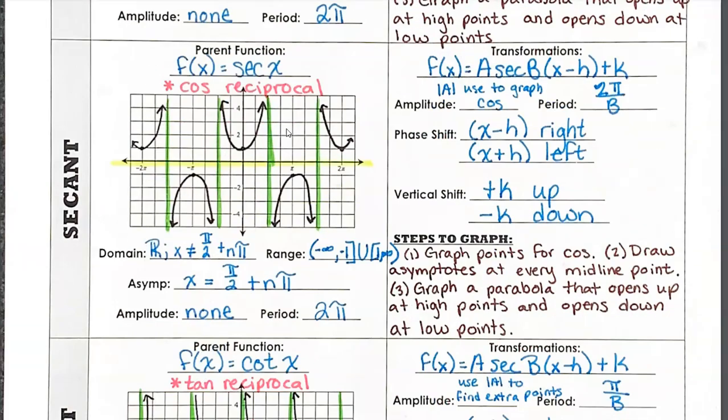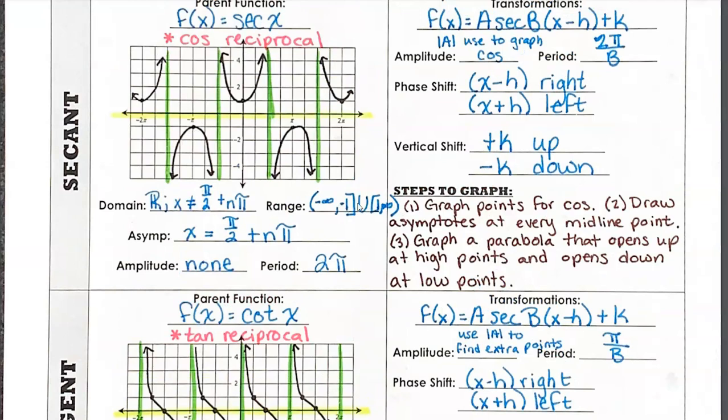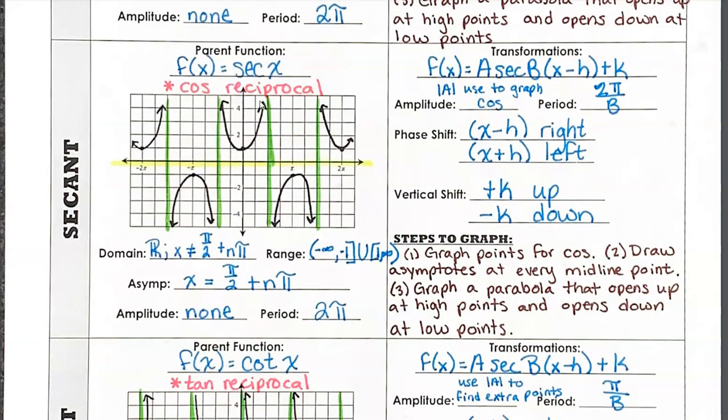The same thing is going to be true for our secant graph, except that we're going to graph cosine instead of sine. So we're going to graph all those cosine points, and everywhere we have a point on the midline, we're going to draw an asymptote. And again, the high points, we draw a parabola that opens up. Low points, we draw a parabola that opens down. Again, we're not going to focus on domain and range, but realize that in our range, we are missing this section in here. It is empty. Know that this is kind of the opposite of what our range was for cosine. My cosine range was -1 to 1. This is everything outside of that, including 1.